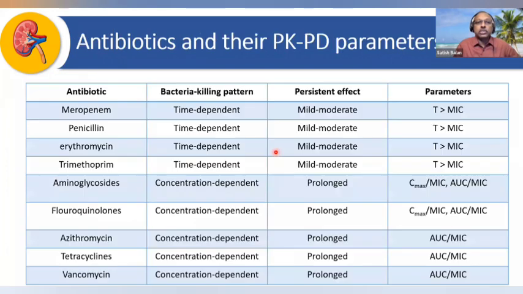To expand on this concept a little bit, this small table gives you the major antibiotics that are time dependent or concentration dependent. You can see that beta-lactams are mainly time dependent, and so are trimethoprim and erythromycin. Aminoglycosides and fluoroquinolones are concentration dependent, as are tetracyclines and vancomycin. But we need to know a little bit more about these things.